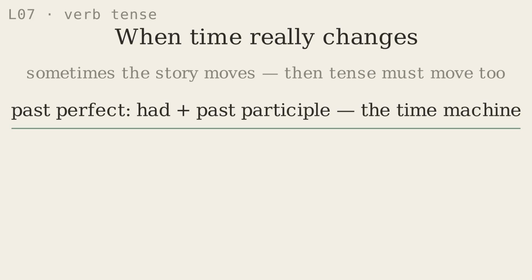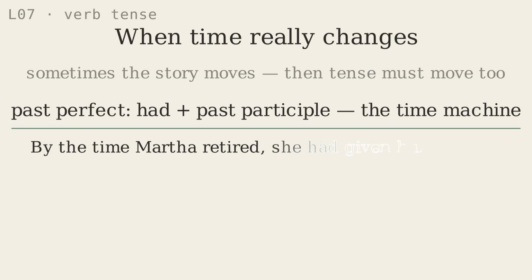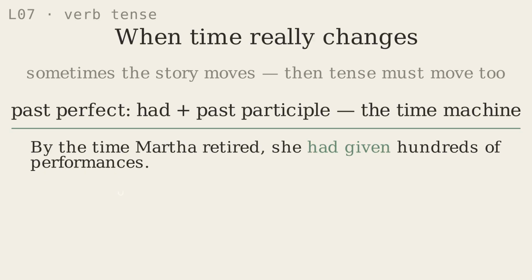The past perfect is formed with had plus the past participle of the verb. For example, by the time Martha retired, she had given hundreds of performances. There are two past actions. First, she gave hundreds of performances. Later, she retired. The performances happened before the retirement. So we say, she had given hundreds of performances. The word had sends us further back into the past. It acts like a time machine.